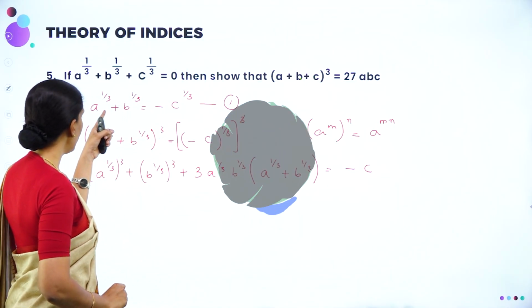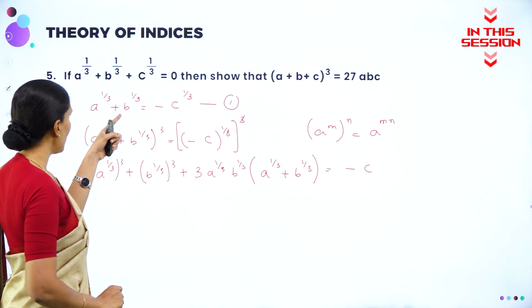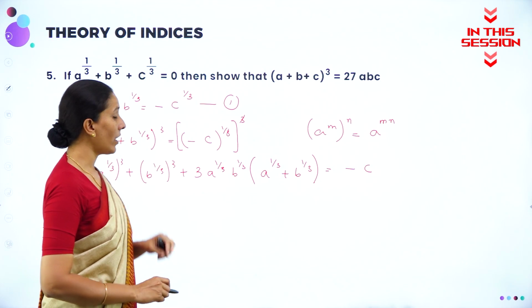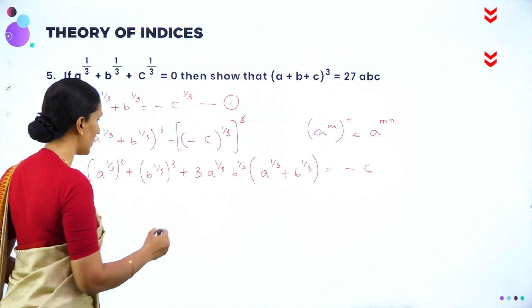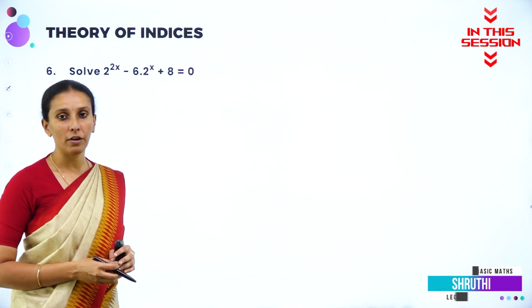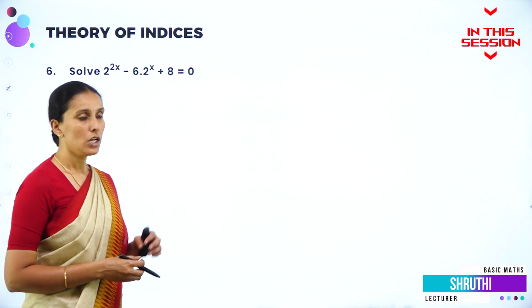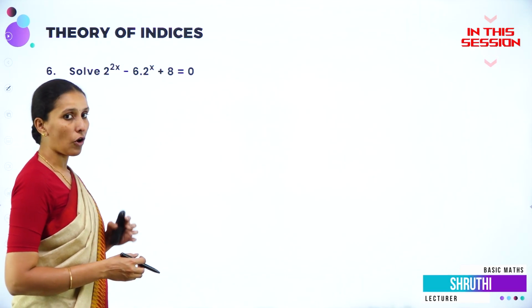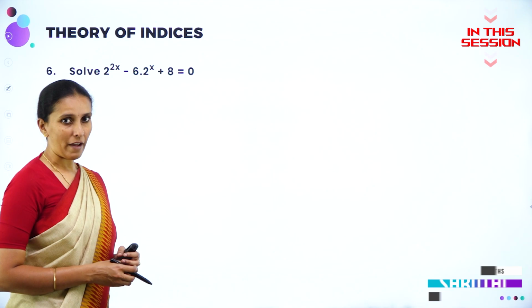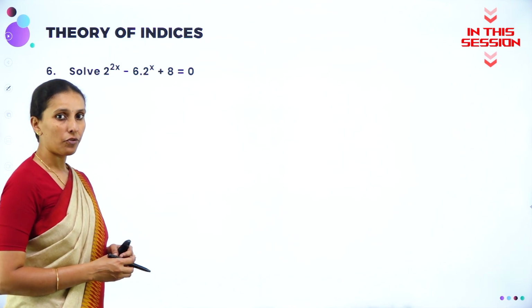From equation 1, instead of a to the power 1 by 3 plus b to the power 1 by 3, we can write minus c to the power 1 by 3. We have the exponent in the form of a quadratic equation here. So we can make a substitution of some algebraic factor and solve the value for x.